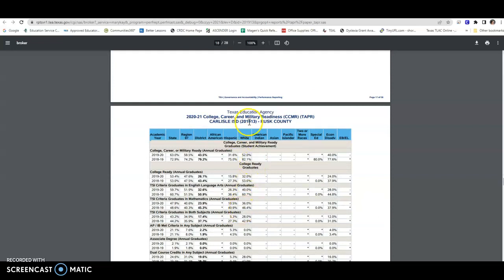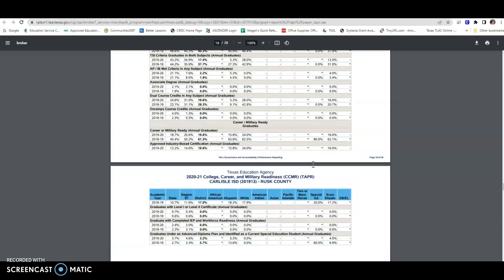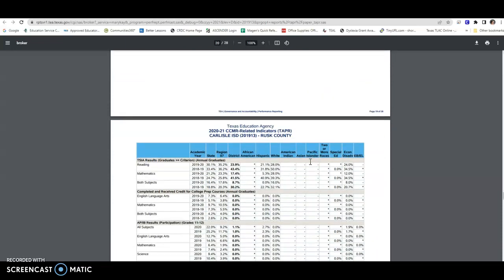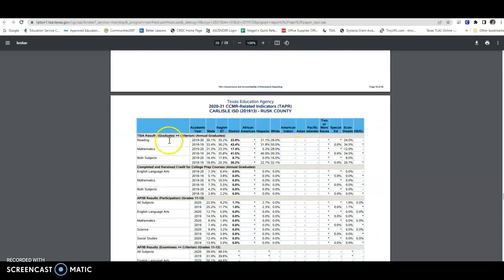The college, career, and military readiness. This data is important because it shows if students are meeting the CCMR indicators. Do we see any trends? Are there any disparities? What areas of CCMR are our students excelling or not excelling in? How can we improve?